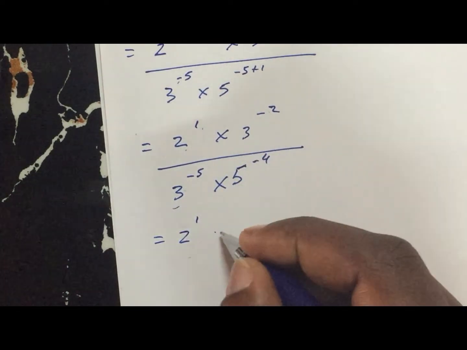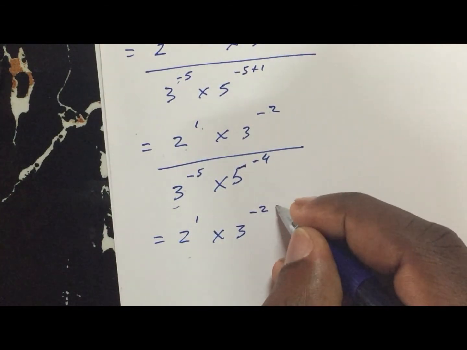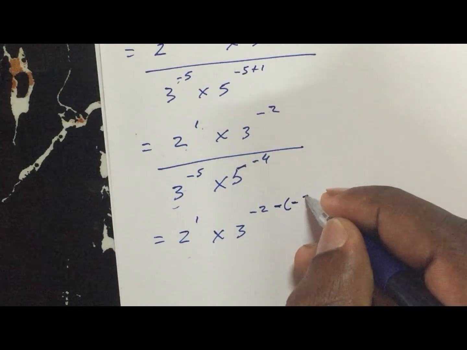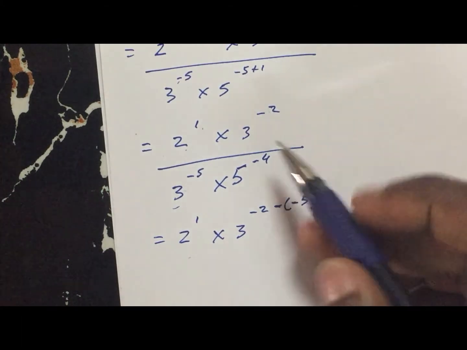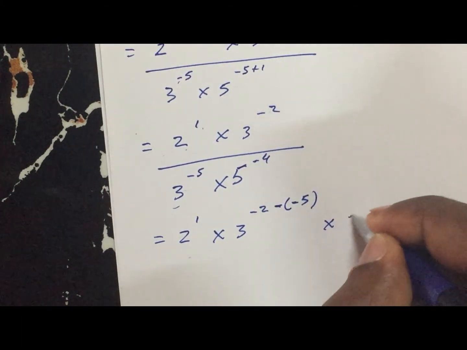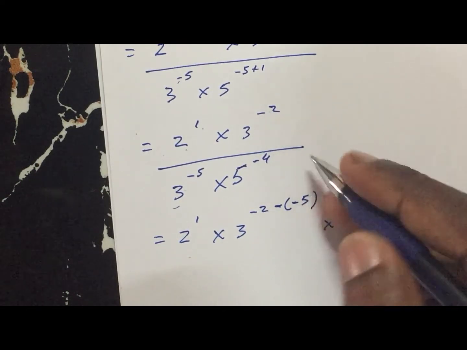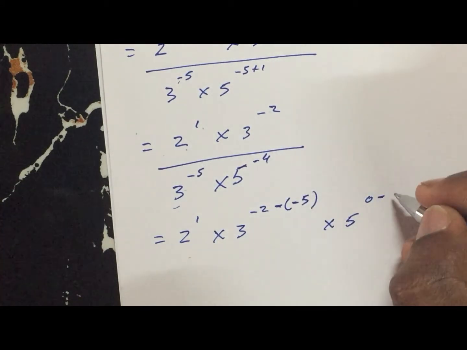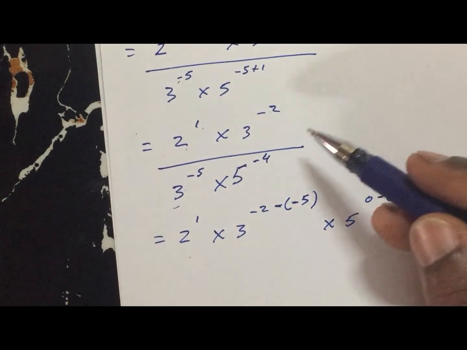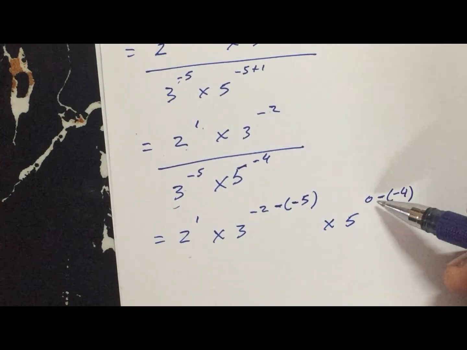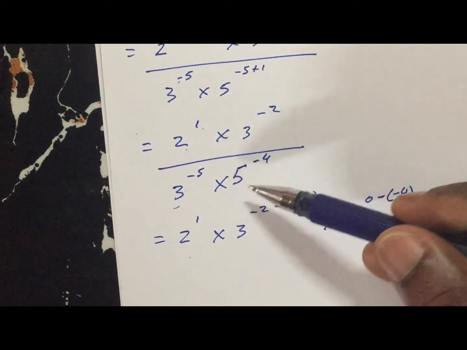They're dividing, so they subtract. So we have 3 to the negative 2 minus a negative 5, right? Times, there's no 5 on top. What we do, 5 to the 0 power, this is 1, minus the 4, since we're carrying it up, so that will be minus a minus 4. We don't have a 5, but we're still resimplifying. So 5 to the 0 power gives us 1, minus 5 to the negative 4.